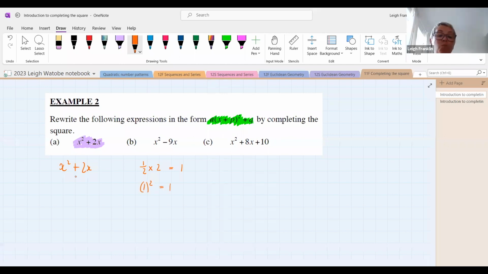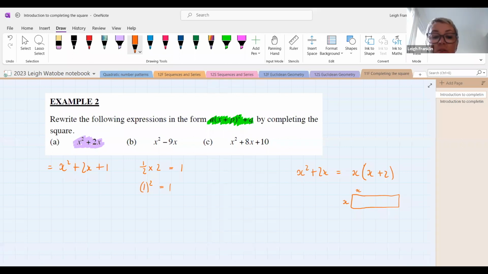So in this case, it's 1 by 1 squared, which gives me 1. If I now take that and add it on here, I have gone from a rectangle to a square. The reason for that is because x squared plus 2x looks like this. It's a rectangle. If that bit over there is x and that bit over there is x, and I add 2 on at the end, it's going to make a rectangle.